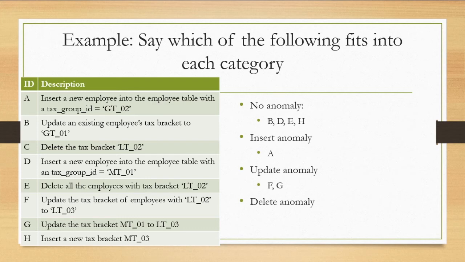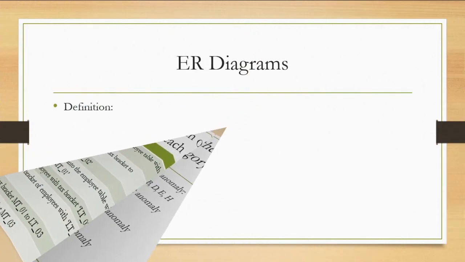Then G is update the tax bracket MT01 to MT03, which is an update anomaly as they point to MT01, not MT03. Let's look at the delete. Delete is C, which is delete the tax bracket LT02. If we delete it out of tax groups, all the elements in the employee that point to LT02 will not point to anything anymore. So to solve this, you would usually first delete it in the employees and then delete it in the tax groups. Okay, let's look at ER diagrams.